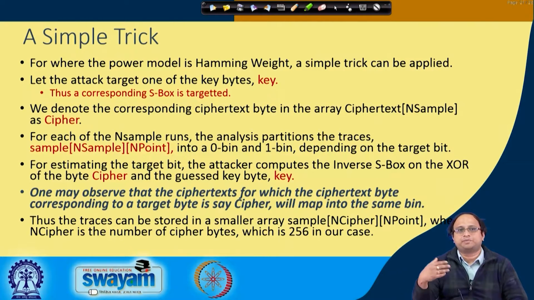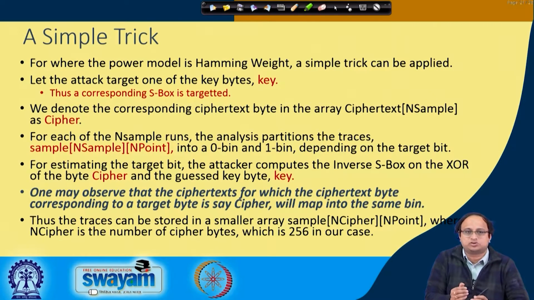For each of the n sample runs that you are doing, the analysis partitions the traces into 0 bin and 1 bin, depending on the target bit. For estimating the target bit, the attacker computes the inverse S box on the XOR of the byte cipher and the guessed key byte, because we know that cipher is your corresponding ciphertext byte and the key which you are guessing is key. You XOR them, calculate the inverse S box, find out your target, and you put your trace into either the 0 bin or the 1 bin.